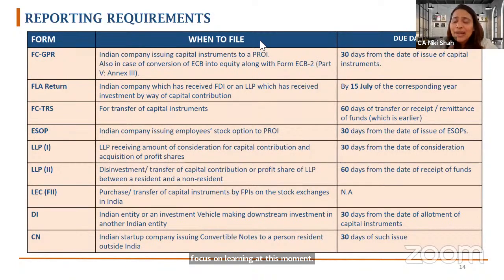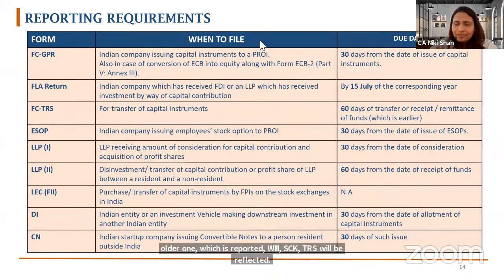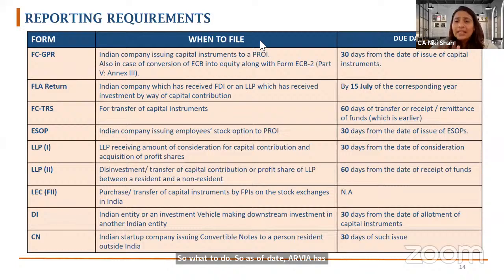Yes, that question is quite important, because I said that in NR to NR there is a need for tax liability and stamp duty. All these questions will come. So the question is, where do we report an NR to NR transfer? Because in RBI's books, or RBI's data, the earlier transfers reported via FCGPR and FCTRS will be reflected. So what to do? As of date, RBI has not given any form for filing an NR to NR transfer. Practically, what we have seen is that we have a board resolution.